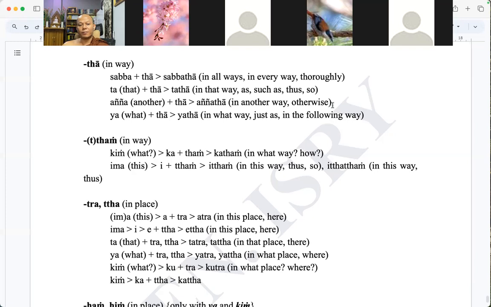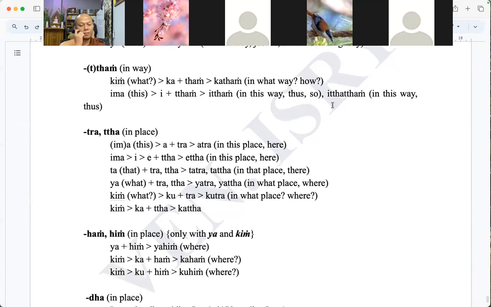And we also have, in the suffix of place, ya plus tra or tha. So it means yatra or yattha, which means where. And we also have the suffix hiṃ to add with ya, so it will be yahiṃ. It also means where. So does it have the same meaning or the same usage, Bante? Same meaning, the same usage. Just the suffix is different.